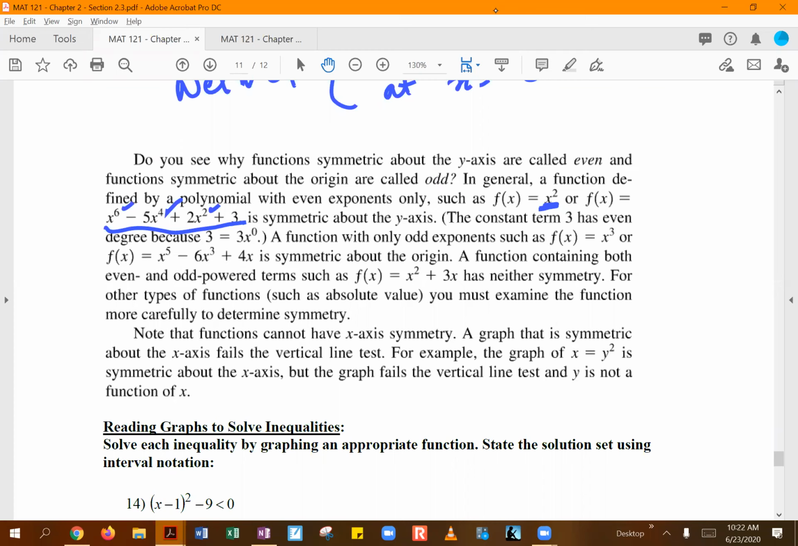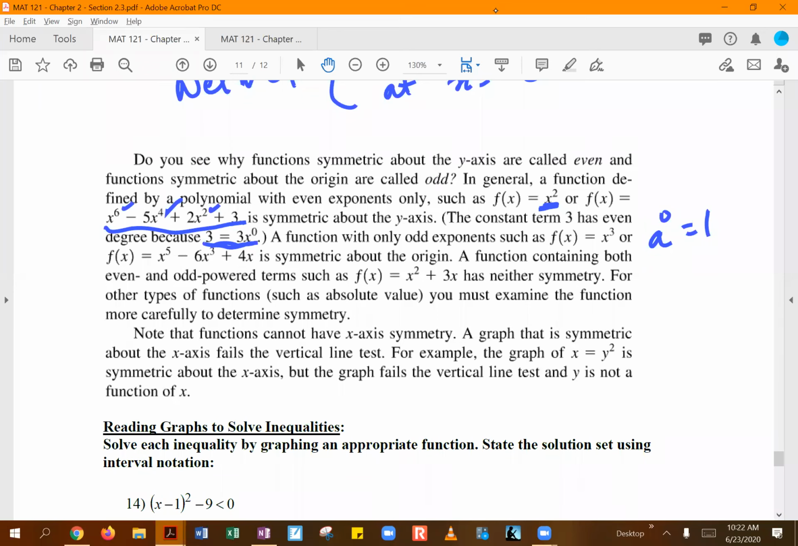They're thinking of that constant number 3. And they're saying you can think of that 3 as being x to the 0 power, 3 times x to the 0 power. We know with the zero exponent rule, anything that has a 0 exponent will end up becoming 1. So you basically end up having 3 times 1, or the number 3.